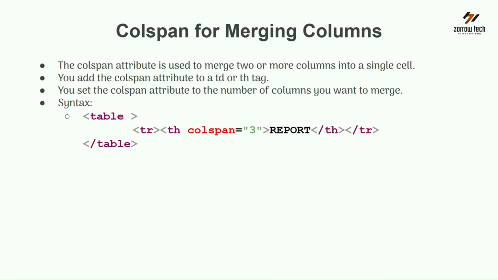Colspan for merging columns. The colspan attribute is used to merge 2 or more columns into a single cell. Here's how it works. You add the colspan attribute to a TD or TH tag. You set the colspan attribute to the number of columns you want to merge. For example, you can merge 2 columns to create a header that spans multiple columns. Let me show you how this works in VS Code.